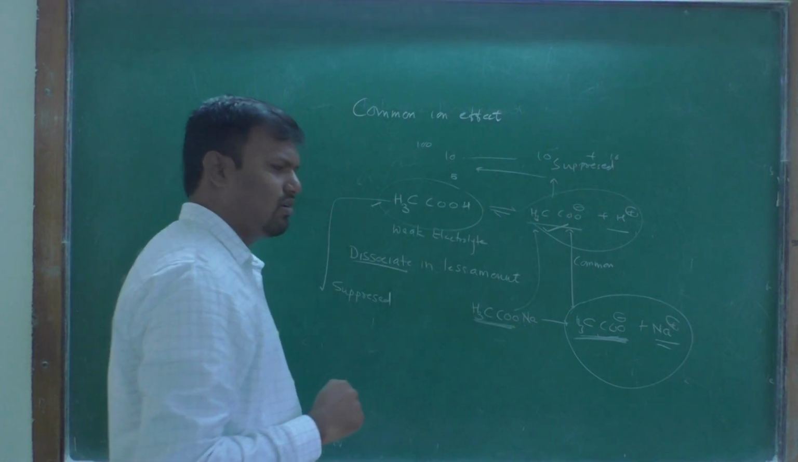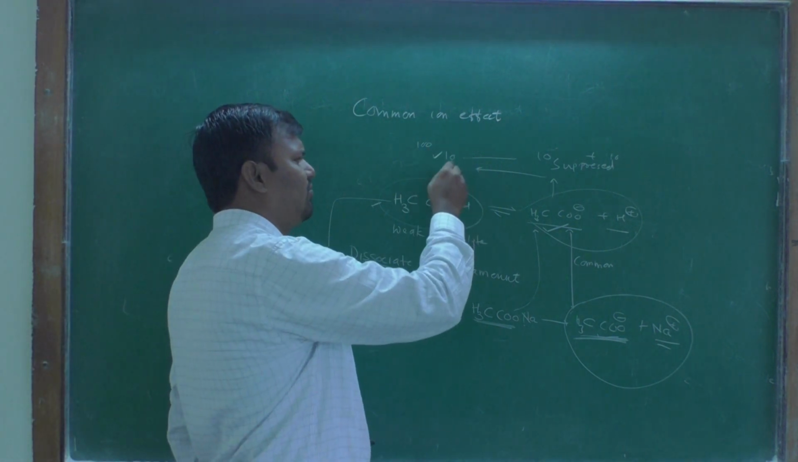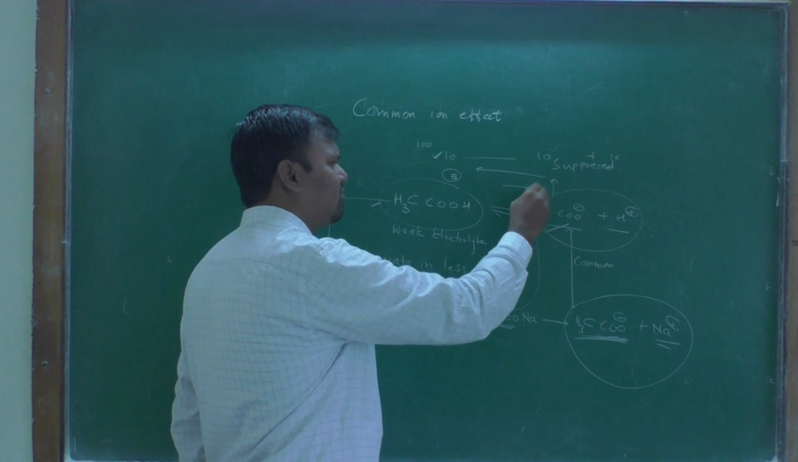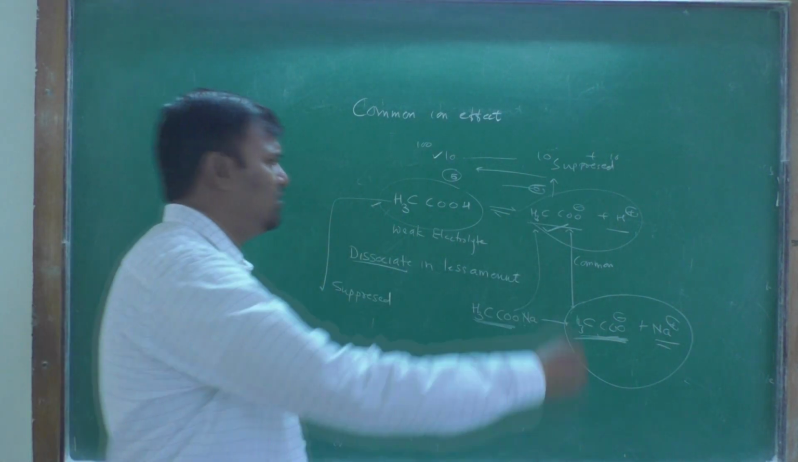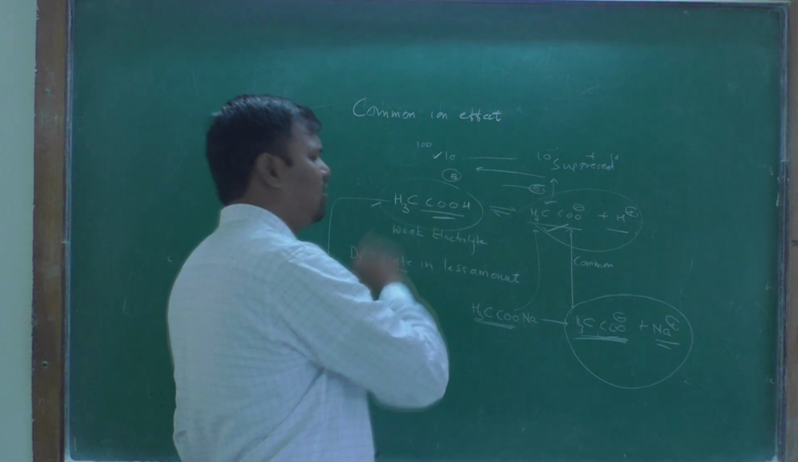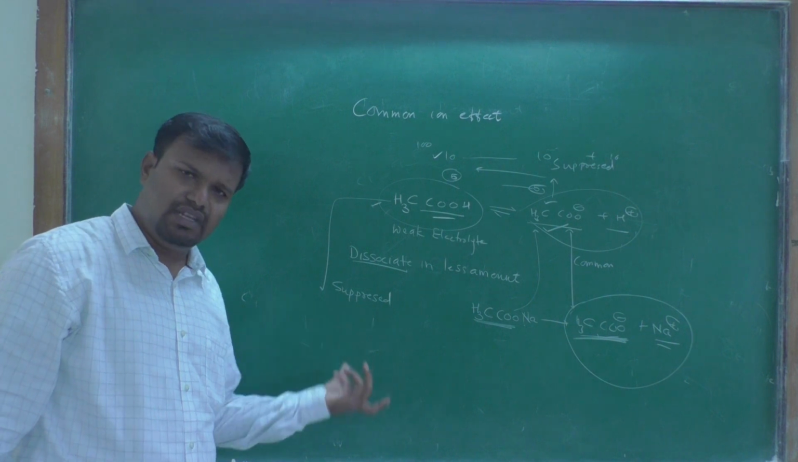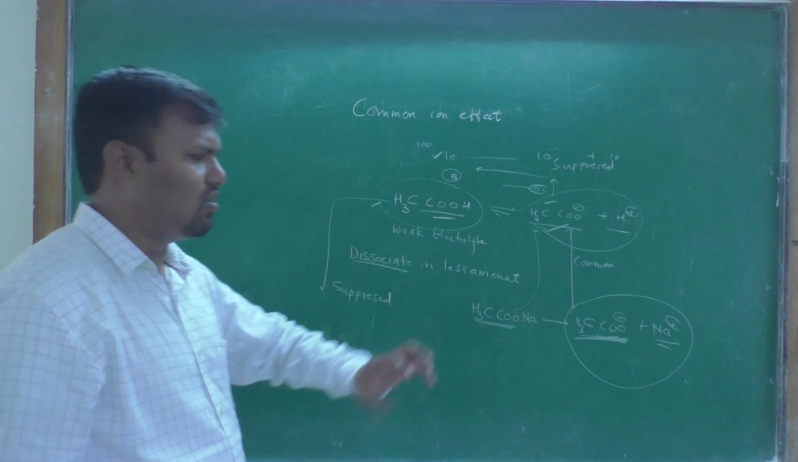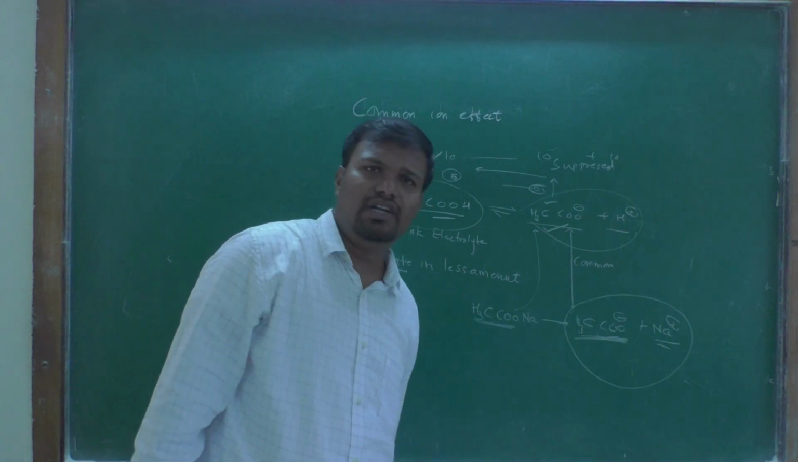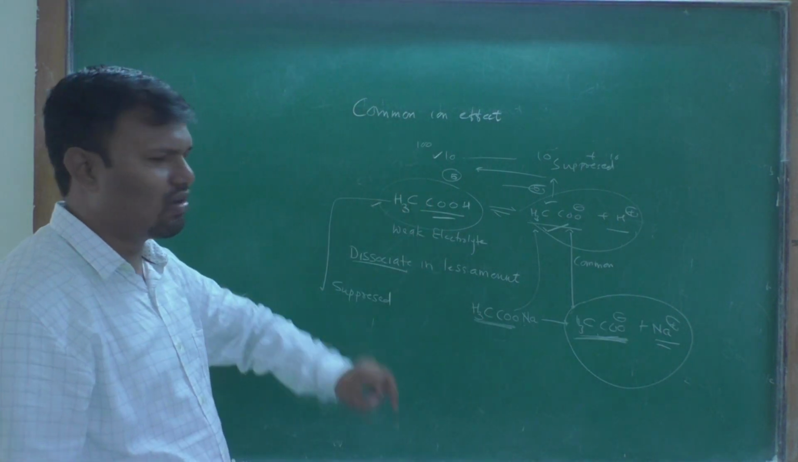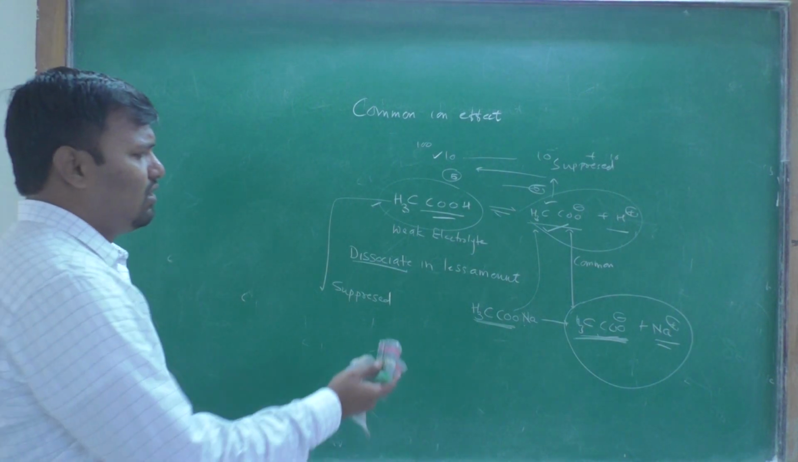For understanding purposes, we have taken this example. Only 5 molecules get dissociated. That is the suppression of the dissociation of the weak electrolyte. This is called the common ion effect. When you add a strong electrolyte having the common ion to a weak electrolyte, the degree of dissociation of the weak electrolyte gets decreased.